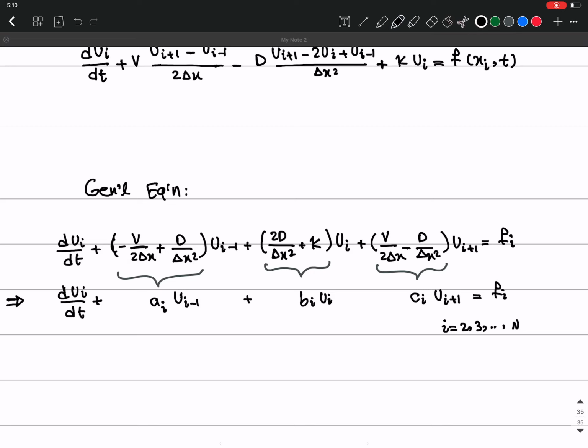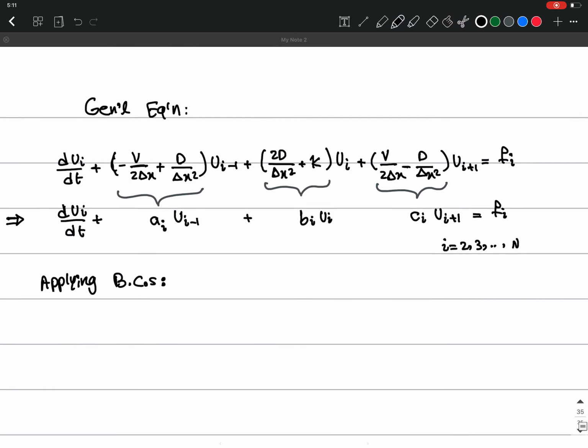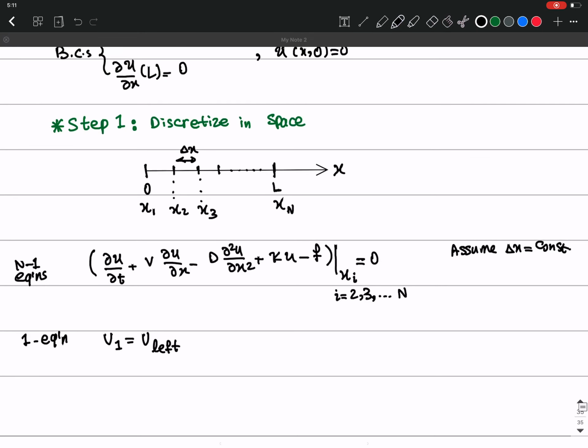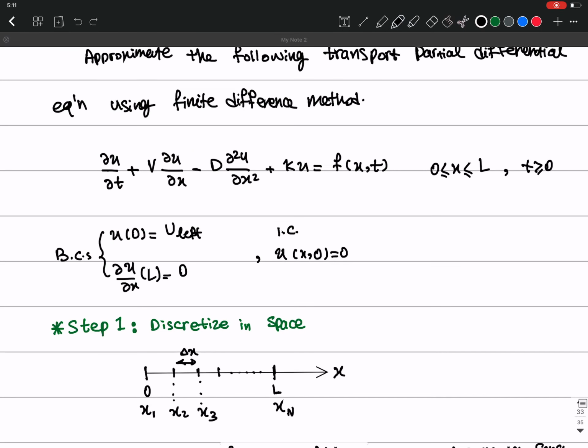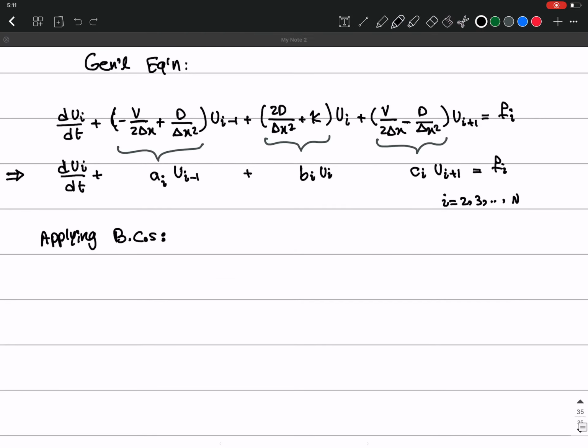And then the next step, before forming a matrix and putting this into matrix form, what I want to do is apply boundary conditions. So the first boundary condition is u_1 is u left. And the second one is this one. The first one is simple, so let's just do that. And for that, because in the equation, if i equals 2, I'm going to have u_1 there, that is where it appears.